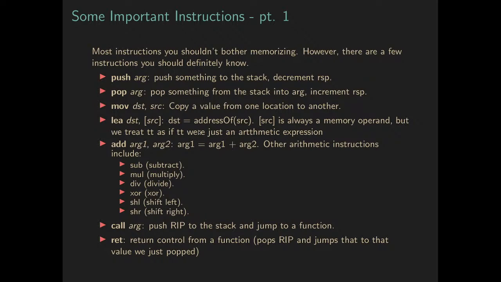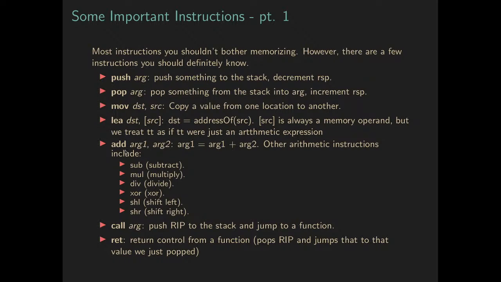When we're looking at LEA, it basically just copies the value from SRC into dest if you remove the brackets. The reason we have this is because you can have very complex memory operands, like RAX plus RBX times 4 or something like that. So the usage of this is that you can do very complex arithmetic operations in one instruction. x86 just has to be like that.